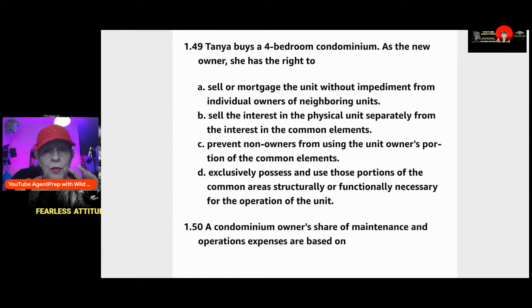Okay, they own the unit, all that airspace in that building without impediment from individual owners of neighboring units. So we don't own, we own a percent of the land, but that's with the homeowner association. Right, the homeowner association owns the whole land and we pay monthly dues to maintain that land and we have to follow rules and procedures and restrictions.